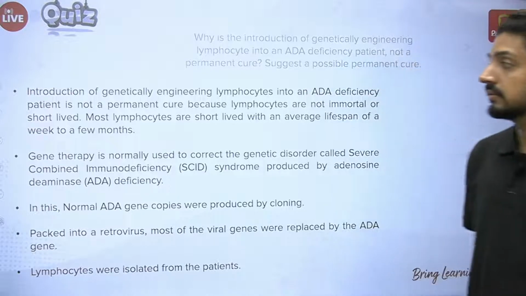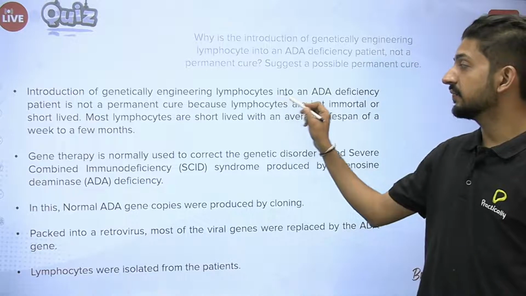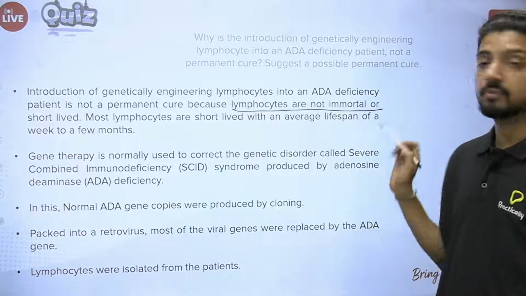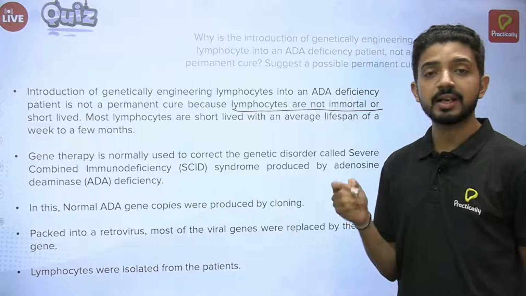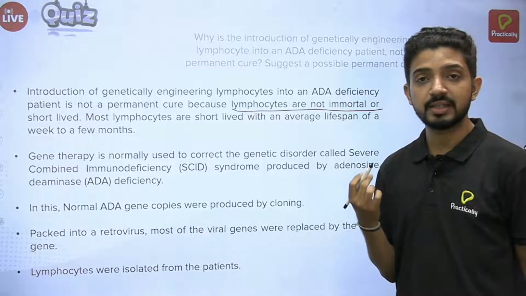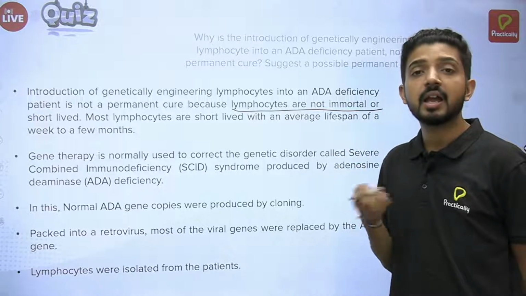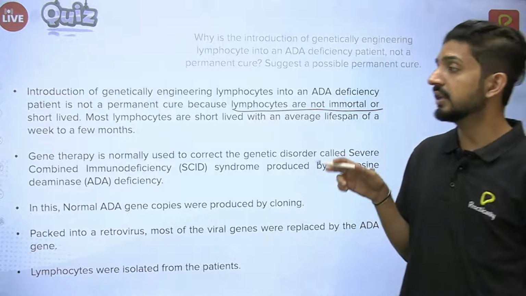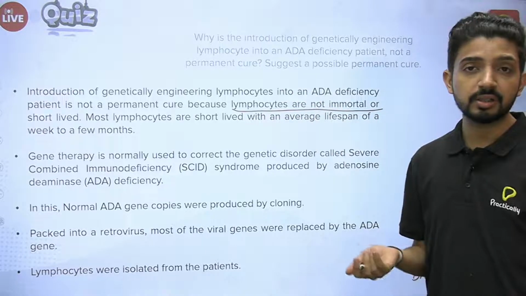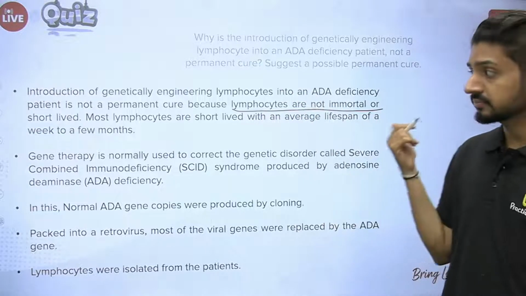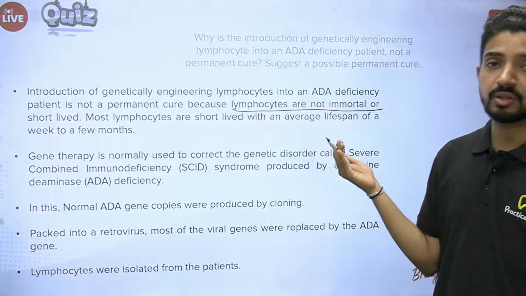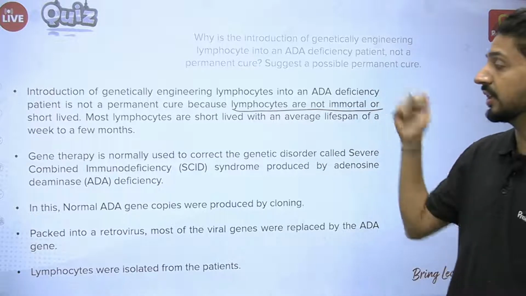Genetically engineered lymphocytes being added is not a permanent cure, because lymphocytes are not immortal. Every cell in the body has a lifespan. Just like RBCs have a lifespan of 120 days, similarly other cells also have some lifespan, and after that they die. So if we introduce the genetically engineered lymphocytes, after some time they are going to die. Then it cannot produce that particular protein which is required to cure ADA.